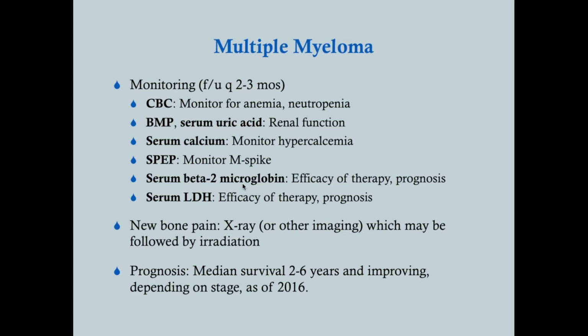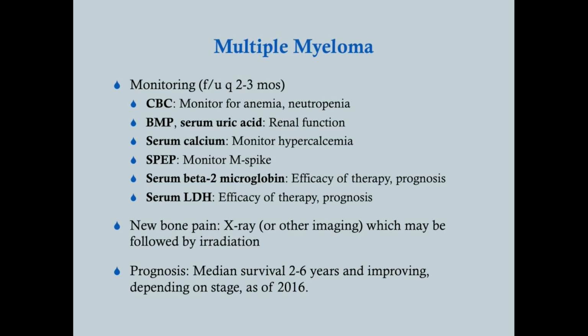The serum beta-2 microglobulin is a good surrogate for the efficacy of therapy and for prognosis. So the lower that is, the better. And then same with the serum LDH. So these 6 labs are often going to be done for monitoring every 2 to 3 months. If there's new bone pain in a patient with multiple myeloma, you want to get an X-ray. So you're looking for lytic lesions.